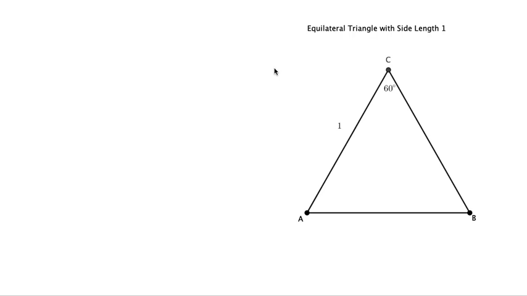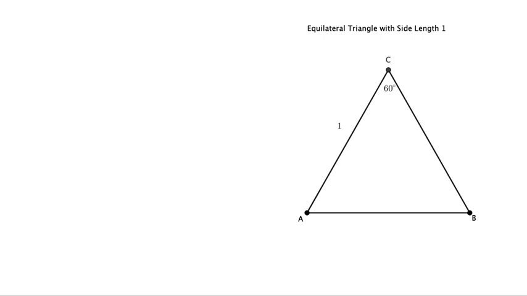Our three special triangles. To get a grasp on our first two special triangles, we're just going to start off with a very simple triangle, an equilateral triangle with side length 1. An equilateral triangle is a triangle where all side lengths are equal and all angles are equal.